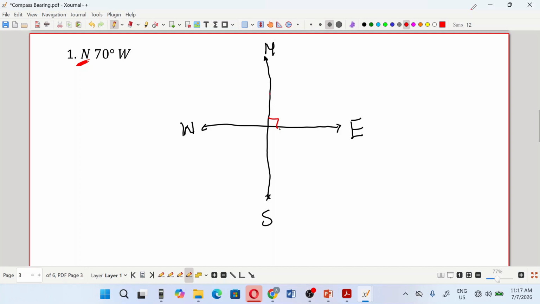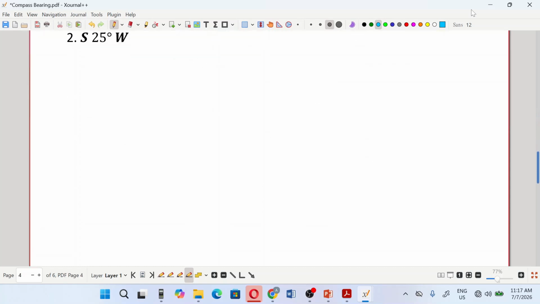So I'm going to turn from here by more than half, and I know this is going to be 70, right? And I just draw my line and show the arrow, and this particular angle I've drawn is my 70 degrees. So I have north 70 degrees west, right? I hope that's clear. Now let's move on to the next example.